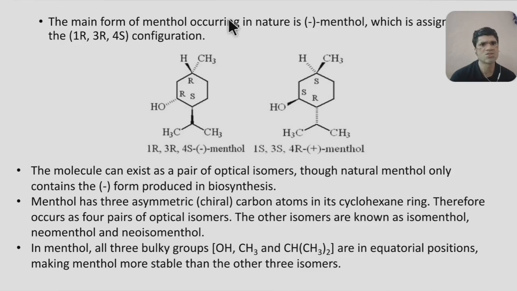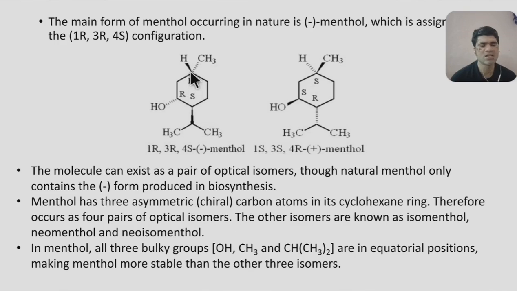So this is the structure of menthol. This is naturally occurring menthol, which is 1R, 3R, 4S menthol. These are R and S, 3 stereo centers. Whereas this is its enantiomer, that is 1S, 3S, 4R, which will be plus menthol. Now the molecule can exist as a pair of optical isomers, obviously. Menthol has 3 asymmetric carbons, as already told: the 1, 2, 3.